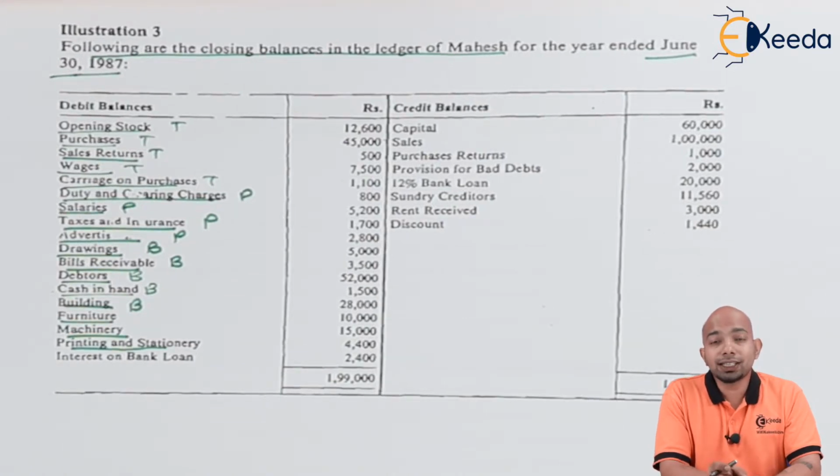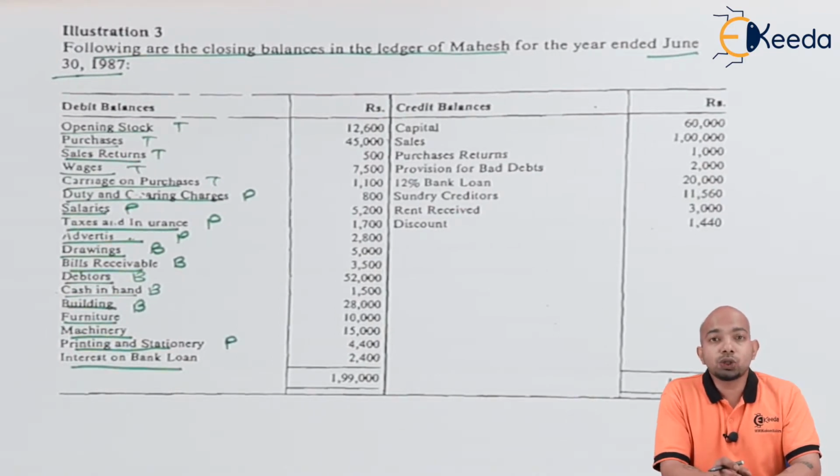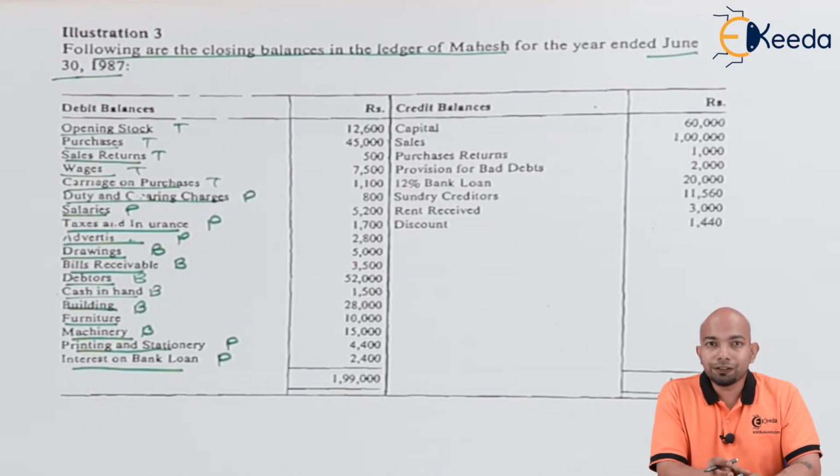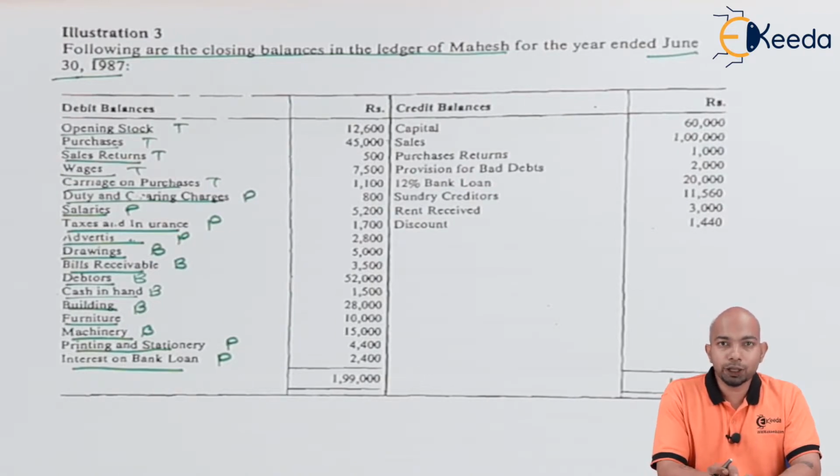Printing and stationery is an office and administrative expense, hence it will be a part of the profit and loss account. Interest on bank loan is also a part of administrative expense. That is the reason you will find this item on the debit side of the profit and loss account. Now with this we have cleared all the items which are related to the debit side of the trial balance. Let's figure out the credit side and what details have been mentioned there.